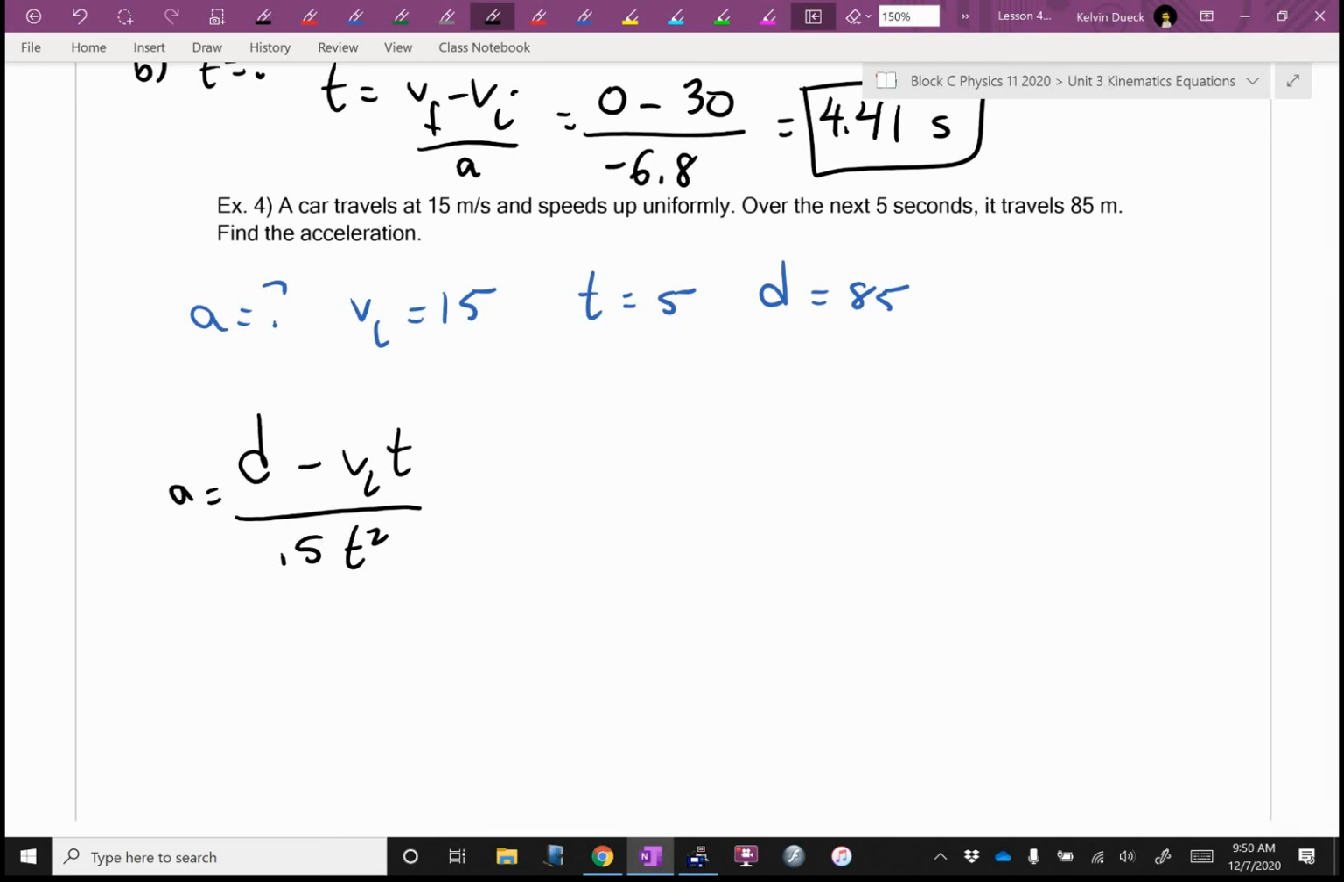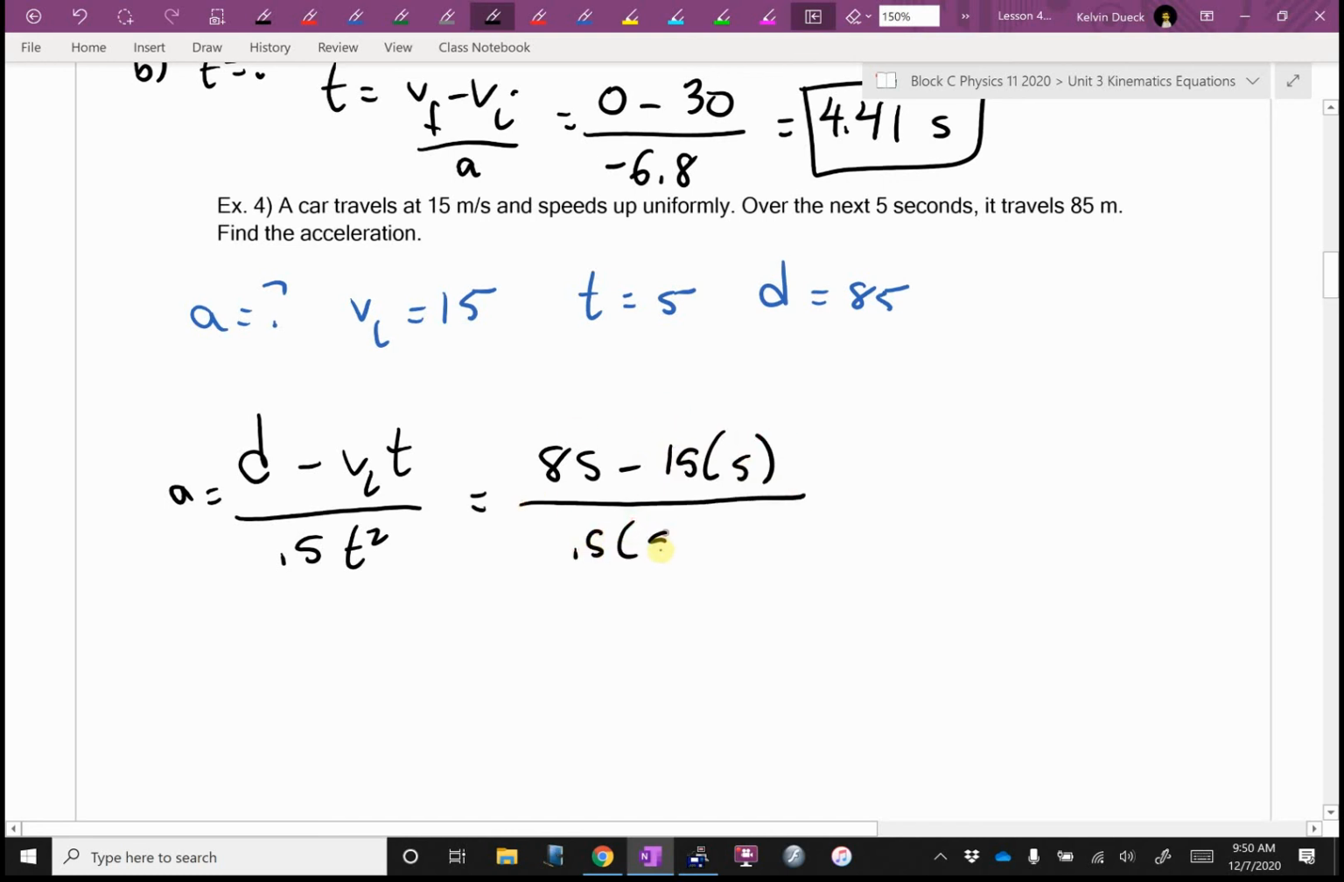Is this a fraction? Is there more than one thing on the top? Probably brackets around the top and on the bottom. But here we go. Let's plug and chug. It's going to be 85 minus 15 times 5 all over 0.55 squared. I might be able to do this in my head.